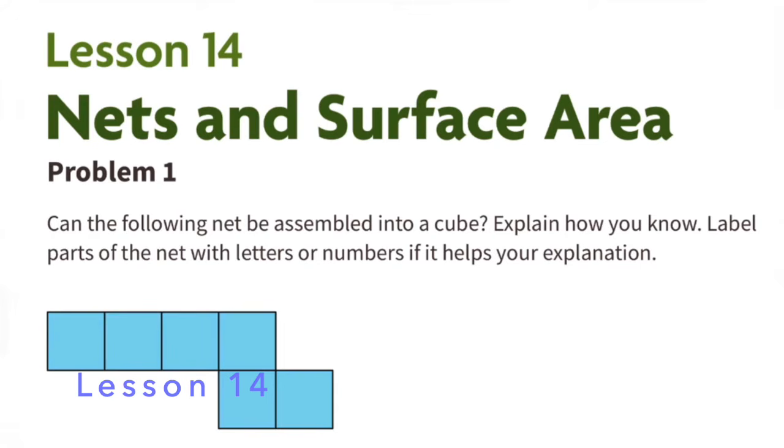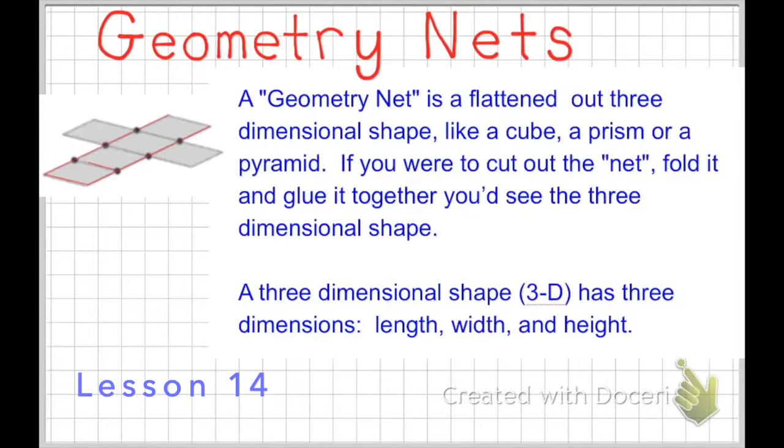Sixth grade, Unit 1, Lesson 14, Nets and Surface Area. For this lesson, it's important to know what a geometry net is. A geometry net is a flattened out three-dimensional shape like a cube, a prism, or a pyramid. If you were to cut out the net, fold it, and glue it together, you'd see the three-dimensional shape.